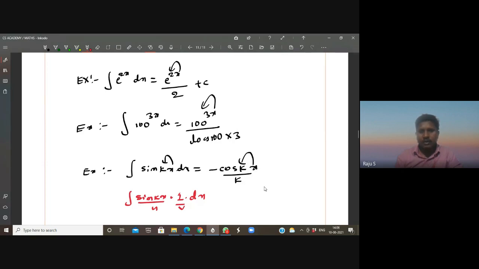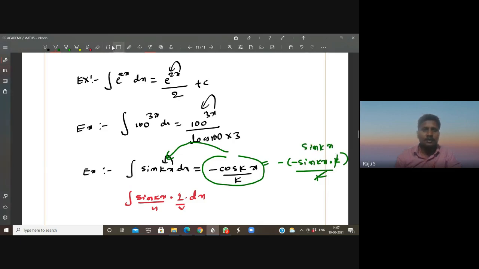Okay. Even you can see the inverse process. Inverse process means what is the derivative of this? Is it equal to sine kx? Minus cos kx by k. The derivative is minus sine kx into k by k. K gets cancelled. Minus into minus gives plus sine kx. Is it right?